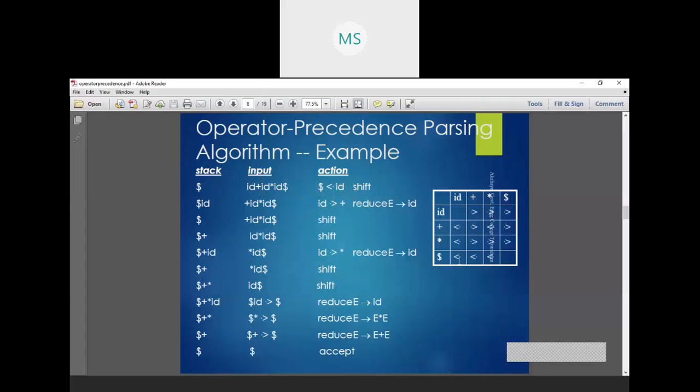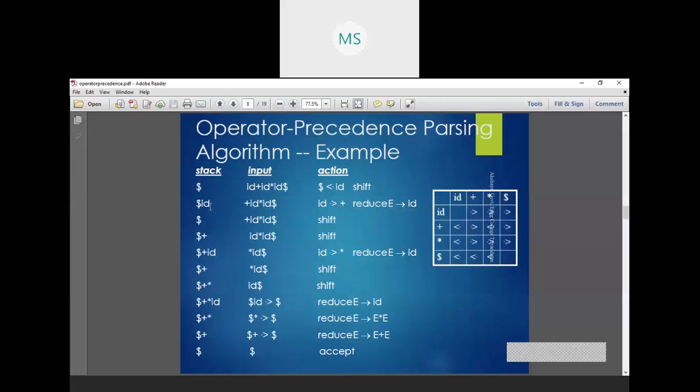As the algorithm says, if it is a less than symbol, shift your input symbol onto the stack. See, I am shifting ID onto the stack. The next condition, ID and plus. See the relationship between ID and plus: it is a greater than symbol. If it is greater than, I have to apply the reduce function, reduce ID by E.